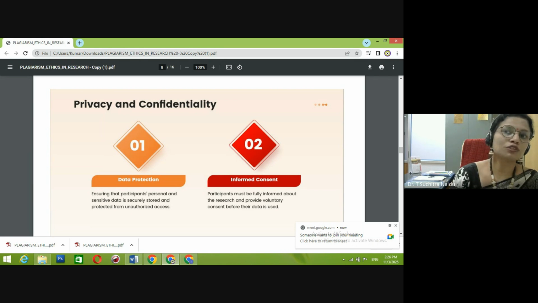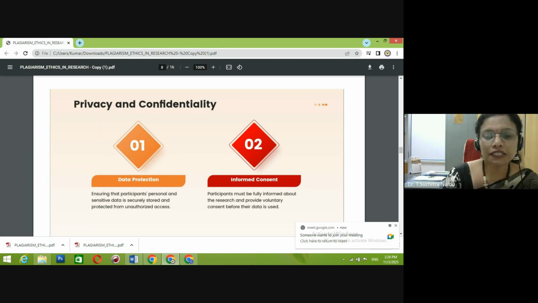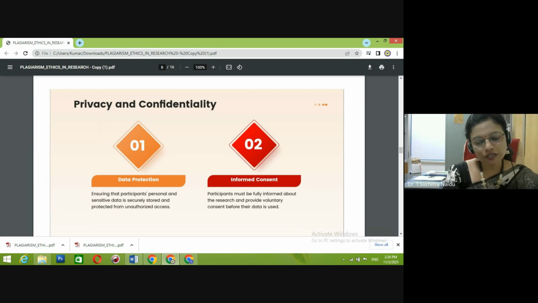So at that time also, when people are simply, ignorantly taking it up, and if there is a positive effect, then well and good. But whether it is positive or negative, we have to take the written consent. The patient should know what we are doing with their body, what kind of drug we are giving to them, which comes without clinical trialing. Okay, so that's about privacy and confidentiality.